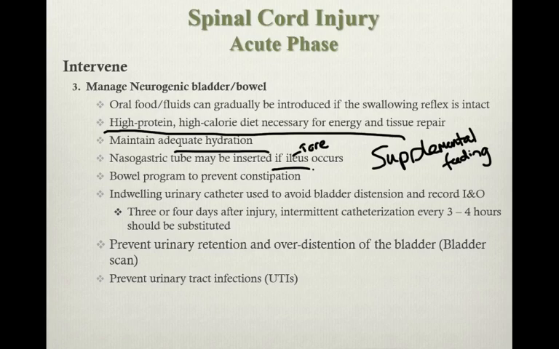An indwelling urinary catheter is usually for the first few days, but after 3 to 4 days, it should be considered to go to an intermittent catheterization schedule, because they're very prone to UTIs with the bladder retention. So they will probably have an indwelling urinary catheter right after a spinal injury. But after up to a week in the hospital, we need to start thinking about long-term bladder management. So we'll be looking at that.